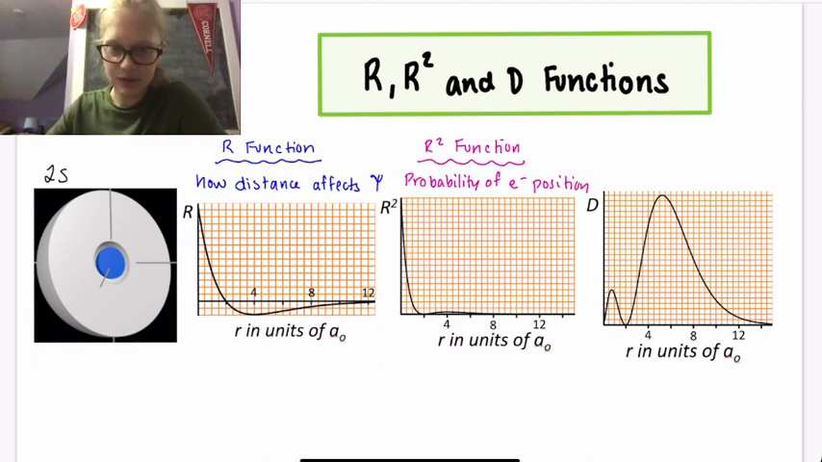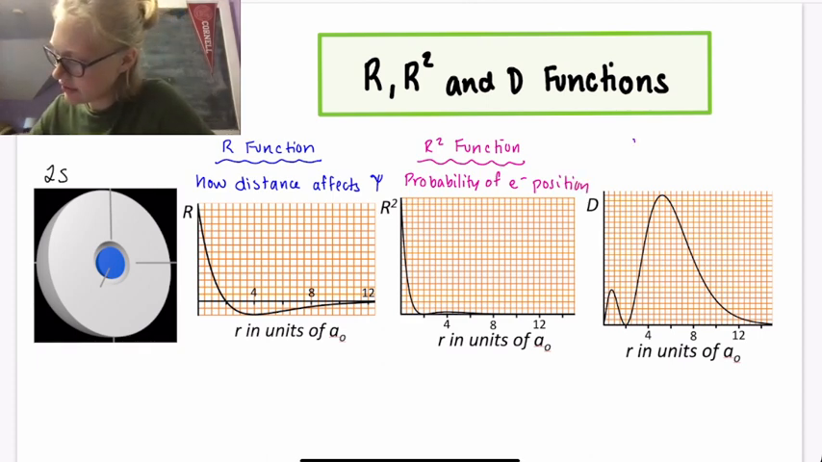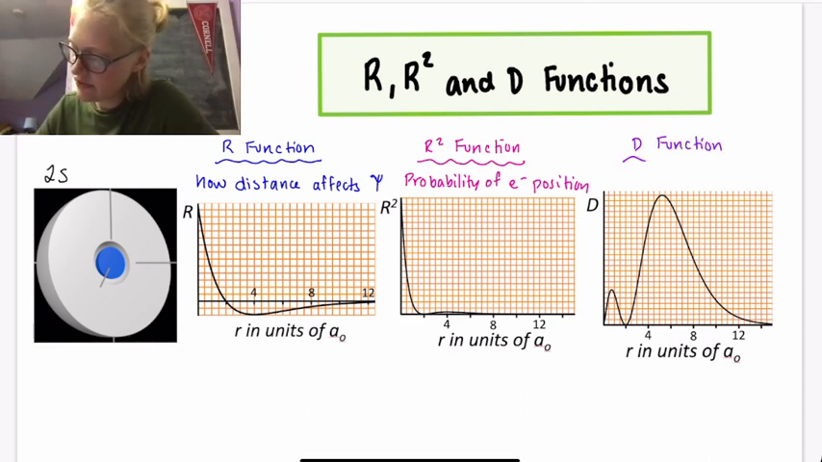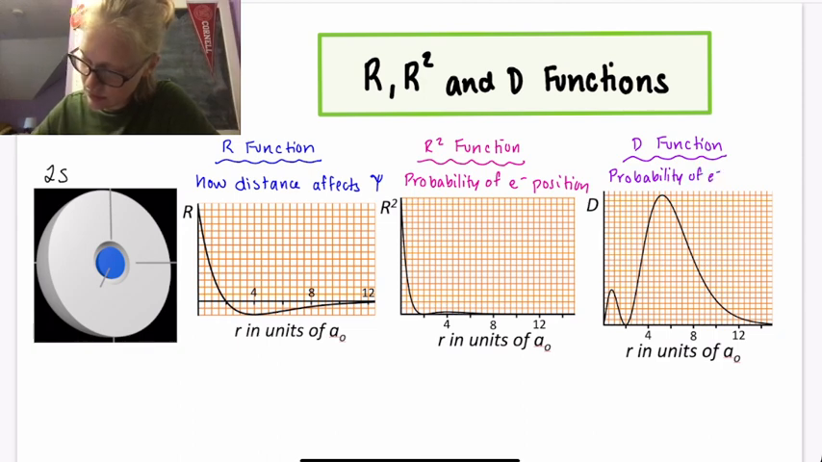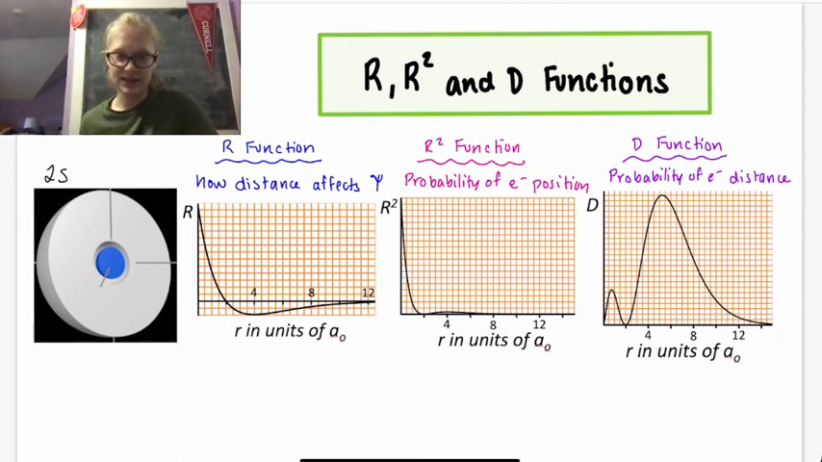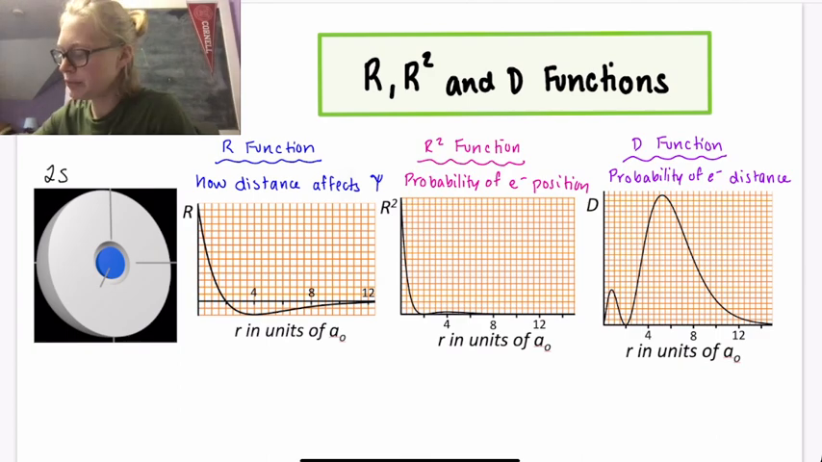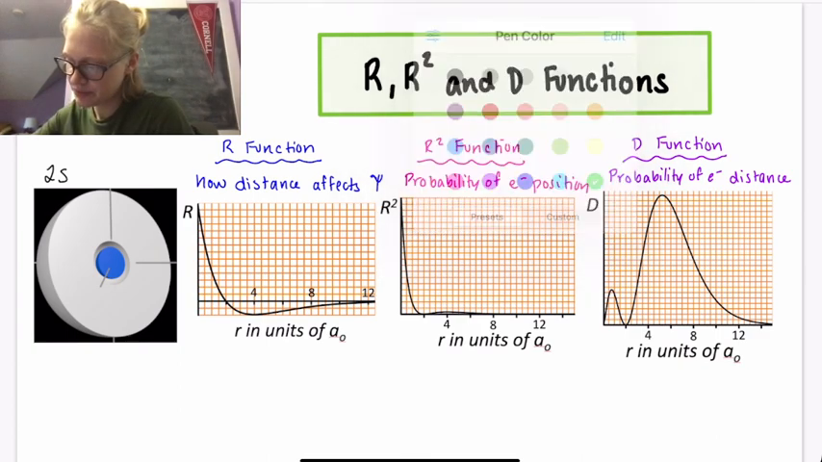And the last one we're going to look at is the D function. And the D function tells us about the probability of electron distance. So it might seem like the R squared and the D function are telling us the same information. So we're going to look at a couple example points to really tell the difference between the two of them.